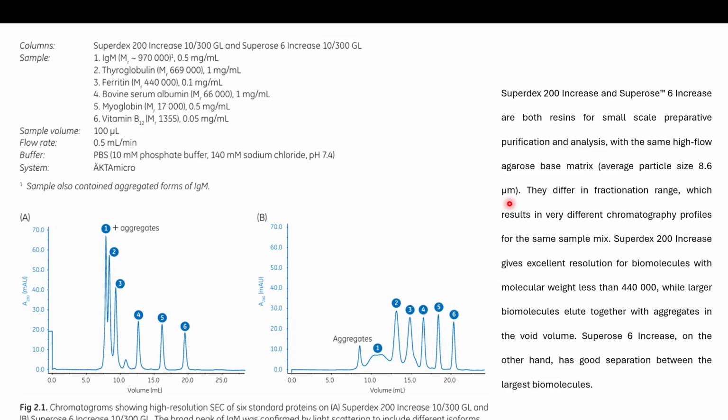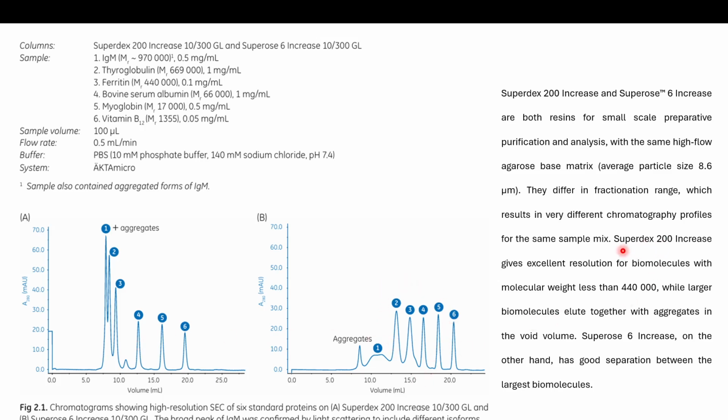Now, how do they really differ? They differ in the fractionation range, which results in very different chromatography profiles for the same sample mix. This is the profile for Superdex 200 increase, and this is the elution profile for Superose 6 increase. The same sample mix has been applied, but see, the elution profiles are so different.